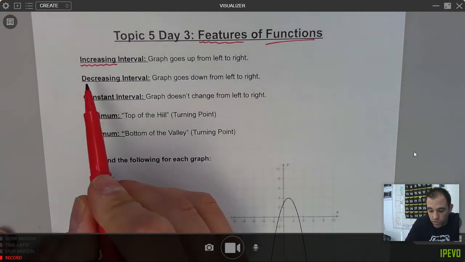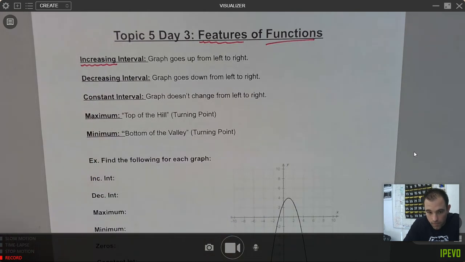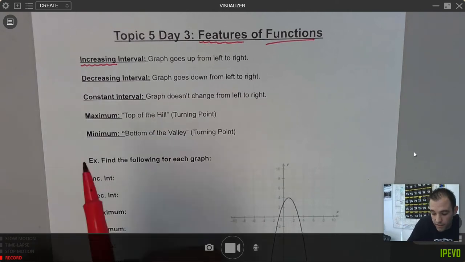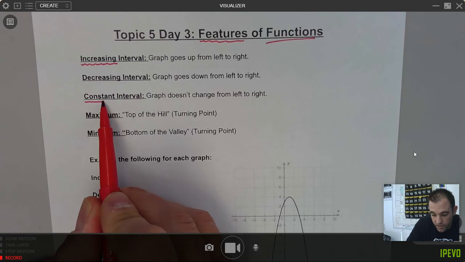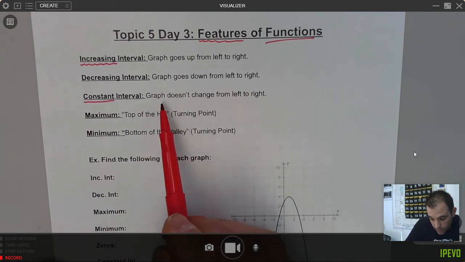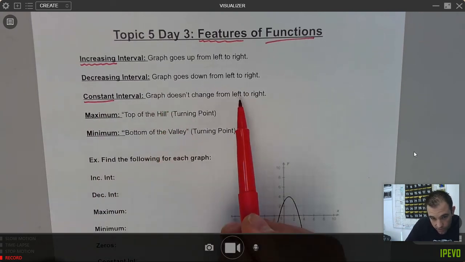The same thing is also true. Decreasing means it goes down. So the graph is going down from left to right. We are always looking, just like when we read a book, we go from left to right. Same thing applies with a graph. A constant interval, the word constant means it doesn't change. So again, the definition, the graph doesn't change from left to right.